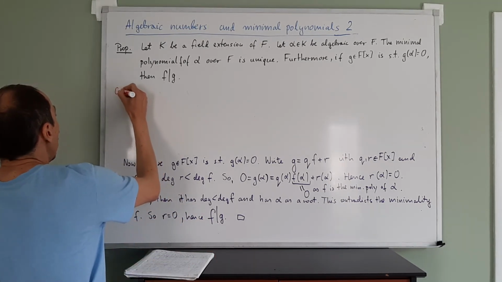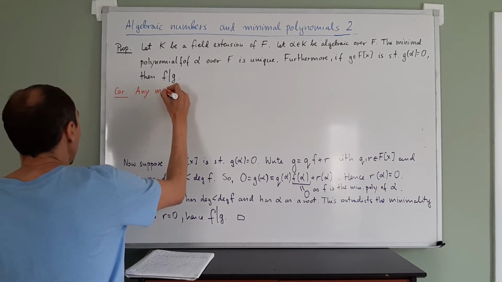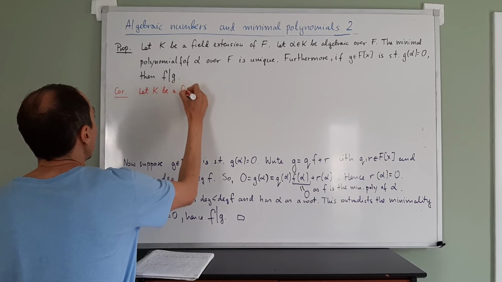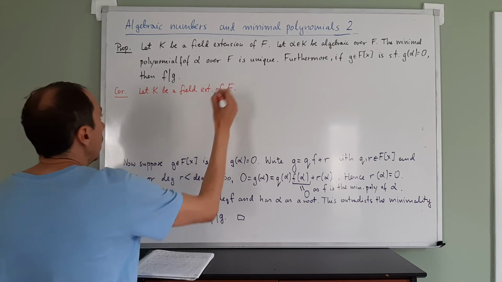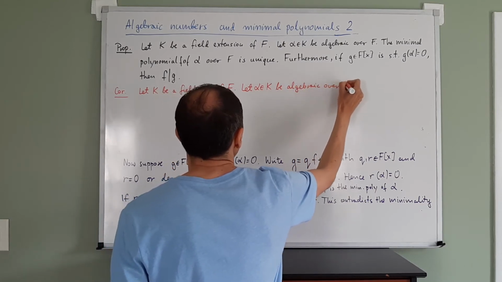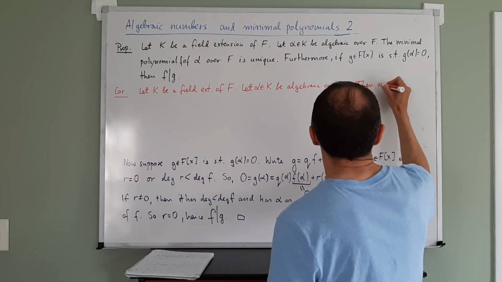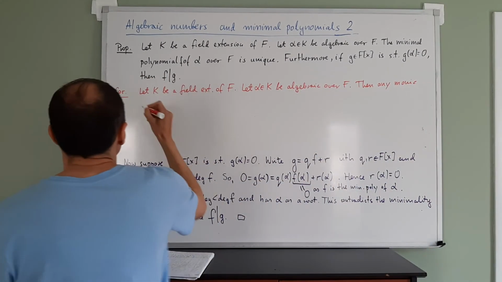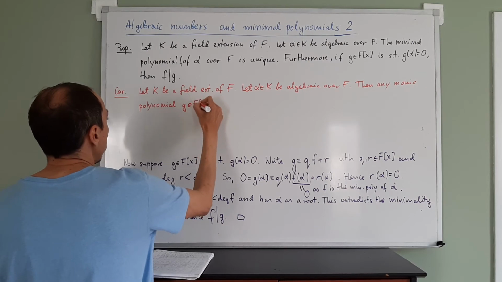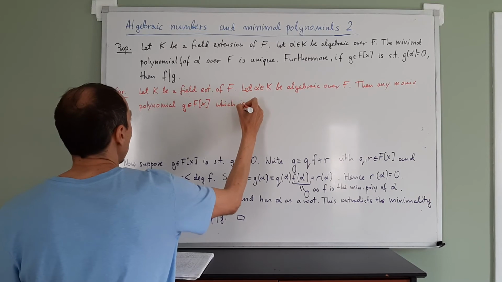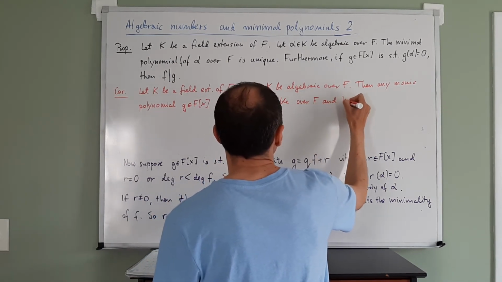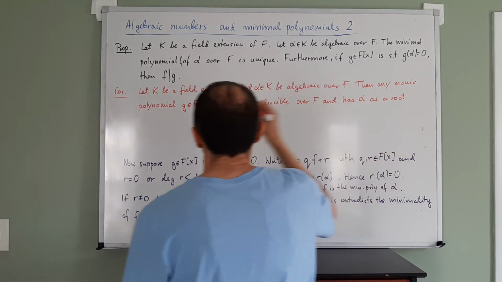So, corollary. Just as in the proposition, let K be a field extension of F, and let alpha in K be algebraic over F. Then any monic polynomial g in F[x], which is irreducible over F and has alpha as a root, is the minimal polynomial.